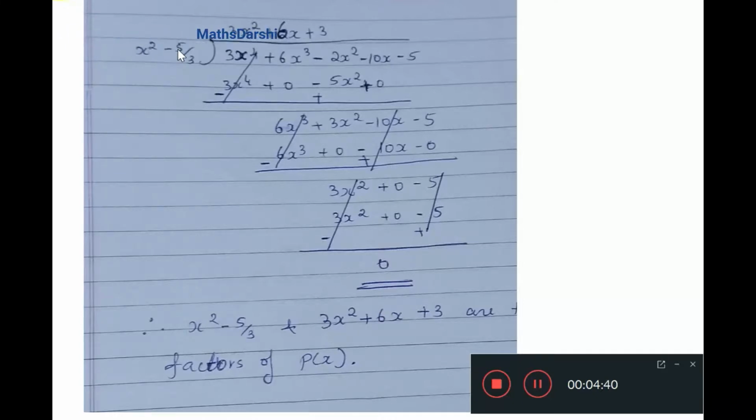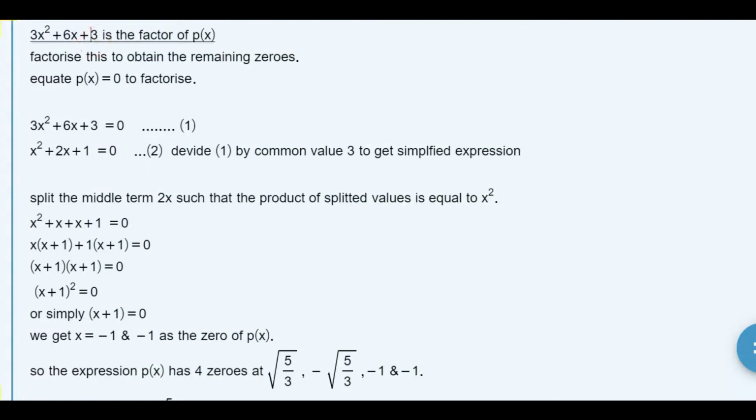Next we need to factorize the equation 3x square plus 6x plus 3, and find the zeros of the equation. So we are in the last part of this particular problem. We need to factorize 3x square plus 6x plus 3 to find the remaining two zeros. So we'll be equating this expression to 0.